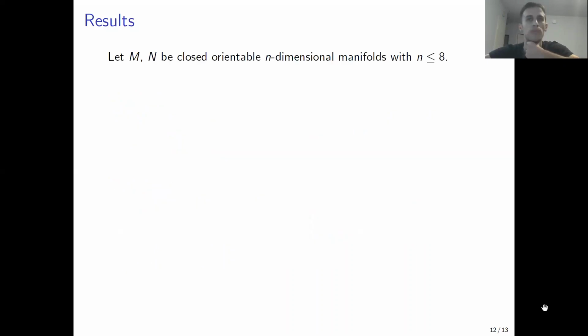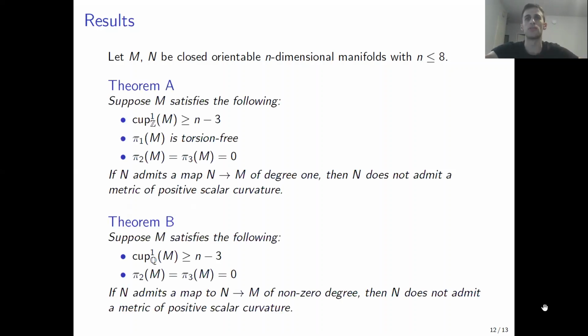Now I'll finish up with some results. Here, M and N on this slide will be closed orientable n-dimensional manifolds with n at most 8. We need this n at most 8 condition to get smooth hypersurfaces in these dimensions, and to use the theorem. If we could improve the Schoen-Yau kind of technique to get rid of singularities in dimension 3, then we could remove this restriction. So there are 2 theorems.